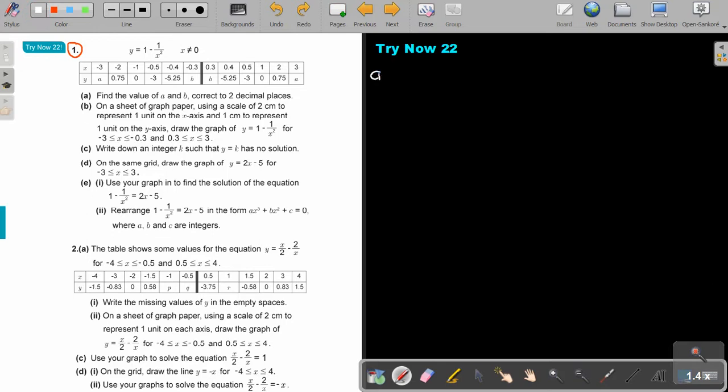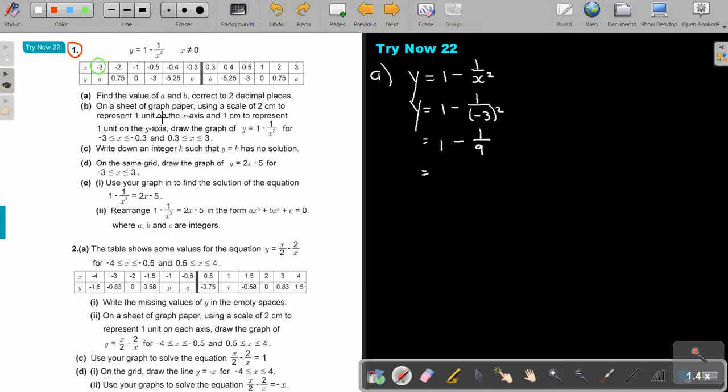Number A. First step, write down your equation. And then it's negative 3. So in the place of x, I put negative 3. And if I simplify this, 1 minus 1 over 9 will be what? It will just be 8 over 9, okay?